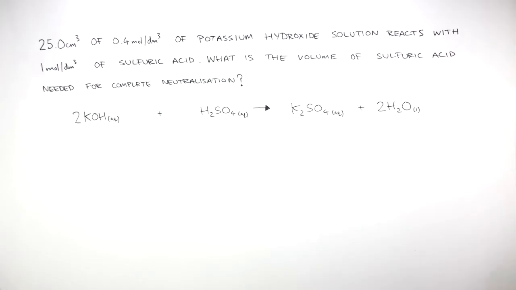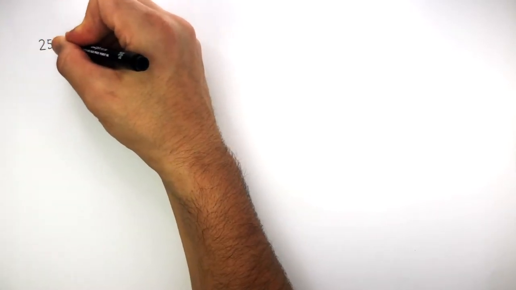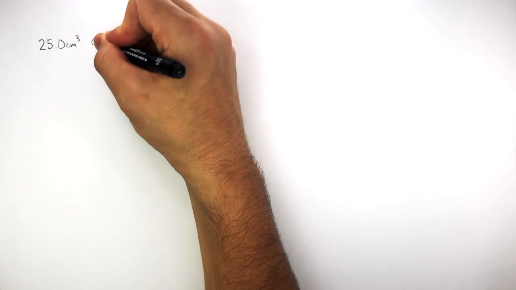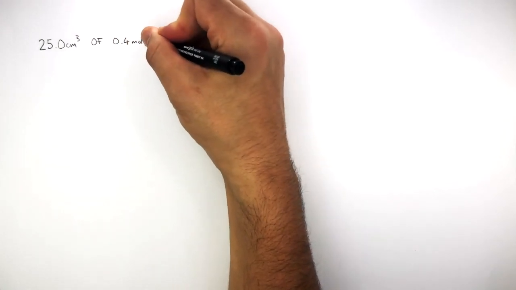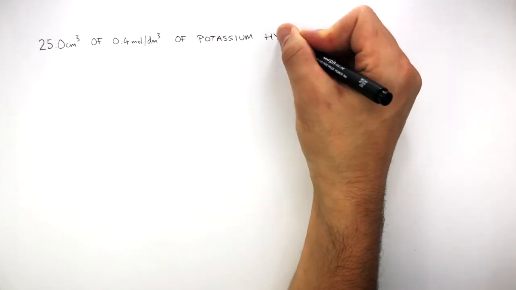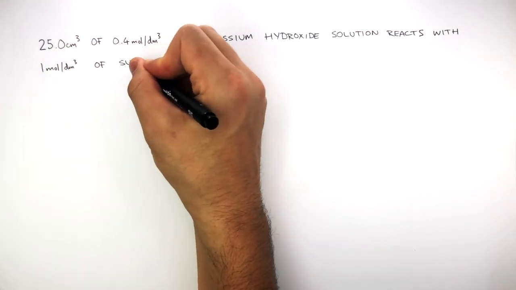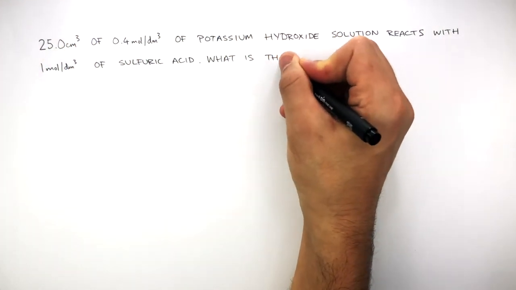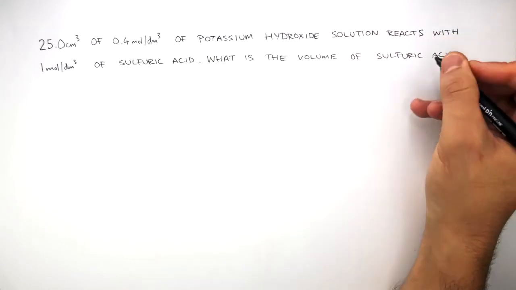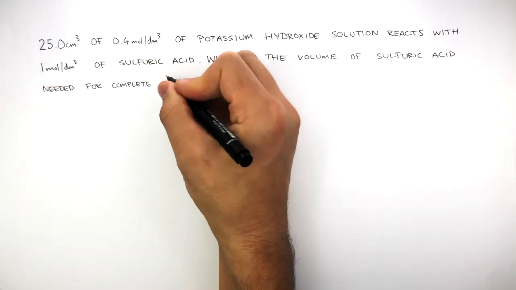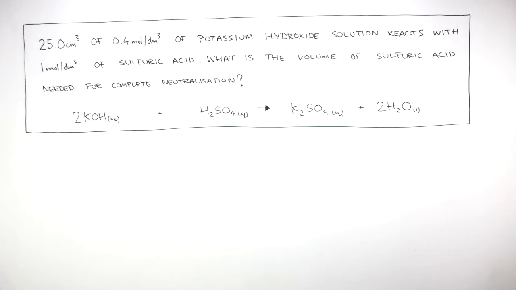Here is a potential exam style question that you could get in the exam, where it's saying 25.0 centimeters cubed of 0.4 moles per decimeter cubed of potassium hydroxide solution reacts with 1 mole per decimeter cubed of sulfuric acid. What is the volume of sulfuric acid needed for complete neutralization? And here is a balanced symbol equation.